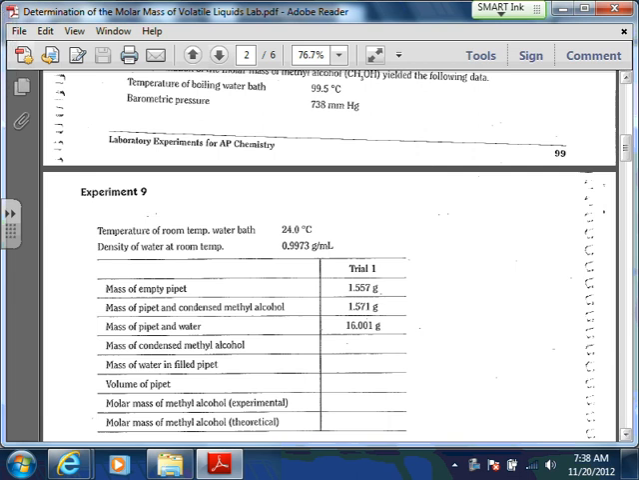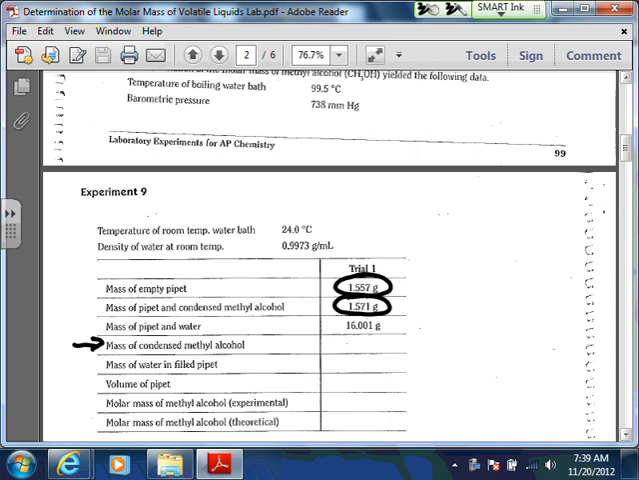So we took the mass of the empty pipette, the mass of the pipette and the condensed methyl alcohol, and the mass of the pipette and water. Okay, so we want to know the mass of the condensed methyl alcohol. So the first thing we have to do here is figure out the mass of the pipette when it's completely empty. Actually, we already have that data. Here's the mass of the empty pipette, and then the mass of the pipette and the condensed methyl alcohol. So all we have to do is subtract those two from one another, and that's going to give us the mass of the condensed methyl alcohol.